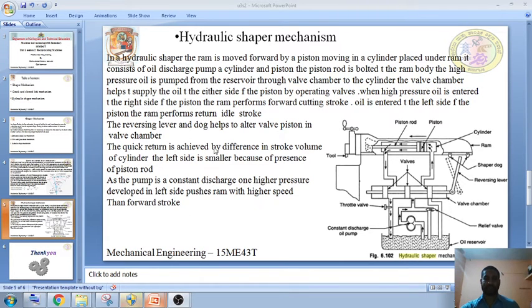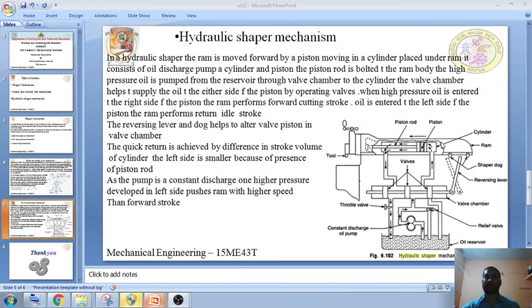The quick return motion is achieved by the difference in stroke volume of the cylinder. The left side of the cylinder has a smaller stroke volume compared to the right side. As the pump is a constant discharge one, the high pressure developed on the left side of the cylinder pushes the ram with a higher pressure compared to the forward stroke.